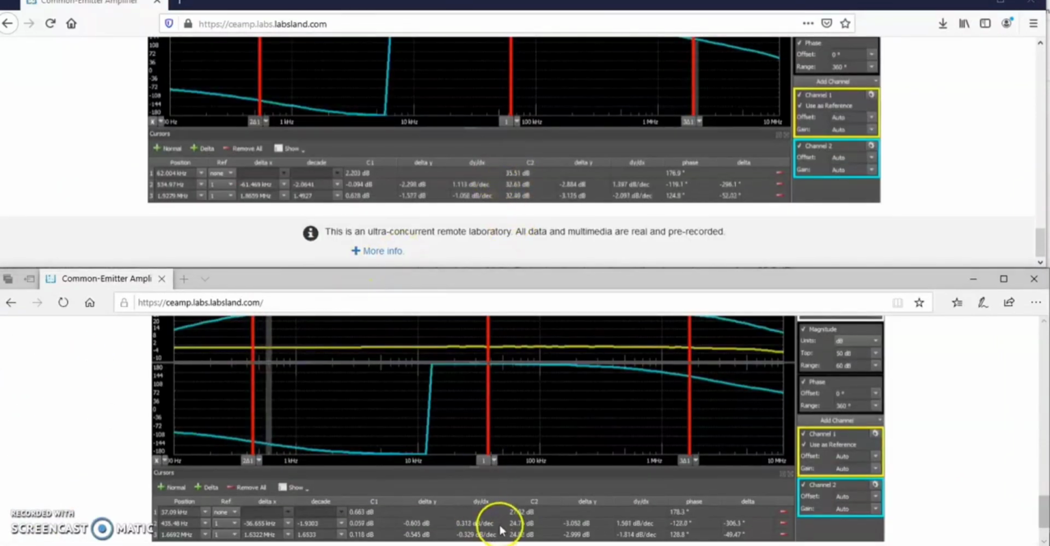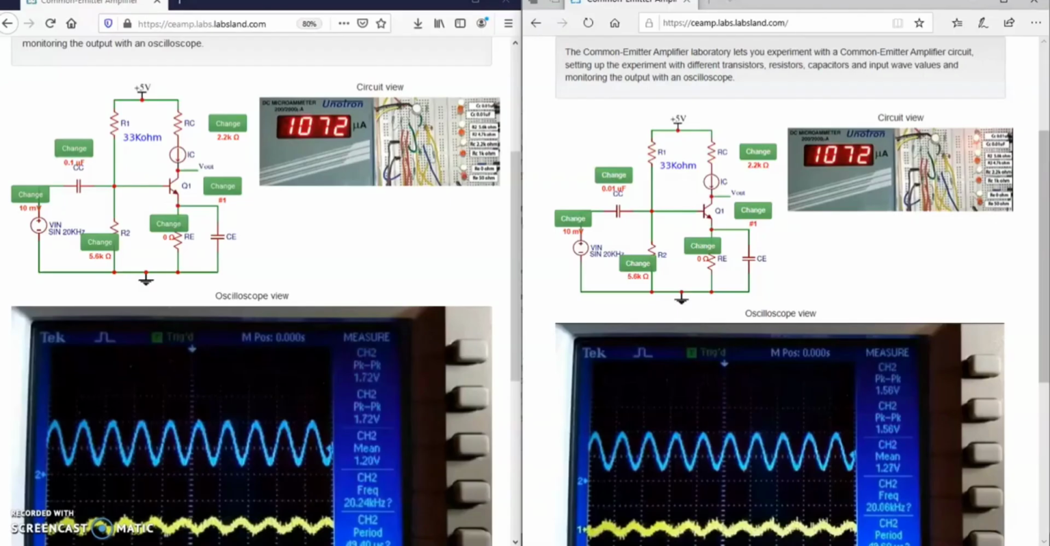Bode plot also shows that midband gain decreases from 35.5 decibels to 27.8 decibels. As the RE doesn't affect the dominant pole, the bandwidth of the amplifier negligibly varies from 1.9 MHz to 1.7 MHz. The lower cut-off frequency is not affected by changes in RE and it almost remains at around 500 Hz.